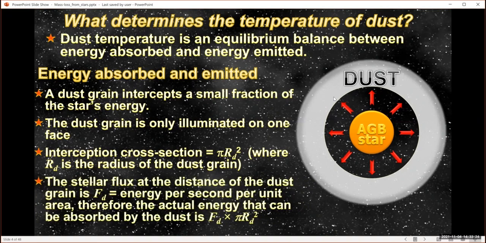And then at this distance from the star where the dust grain is, that is going to receive a flux, F_D. So remember that we've got starlight that is flowing out, and at some distance from the star, there will be a flux through a surface area at that distance, and that is the light that the dust grain is intercepting.